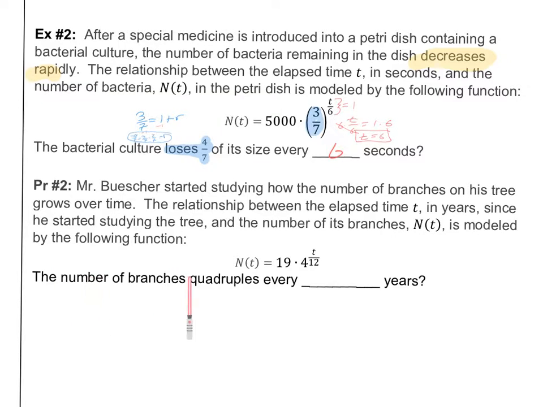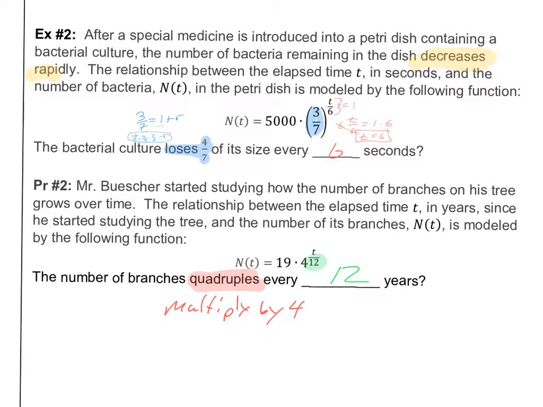And it says the number of branches quadruples every how many years? Okay, quadruples. What does that mean? Well, to quadruple means that it's going to multiply by 4 every year. Well, and it's not every year, sorry. It's every how many years. So we got to look at this problem to dissect that and figure out how many years does it take for it to multiply by 4. Well, hopefully you could just quickly tell just by looking at this. So go ahead and unpause the video when you're ready to check your work.